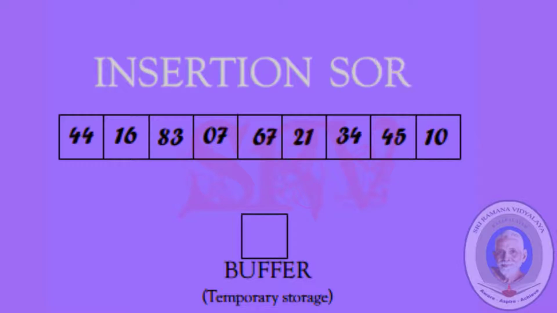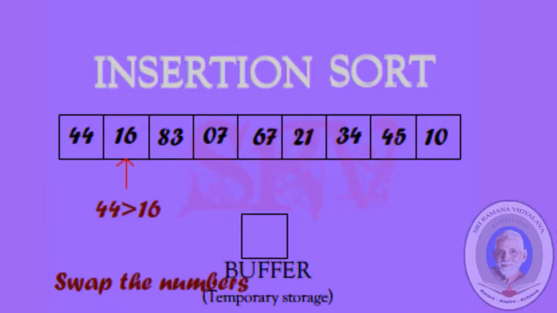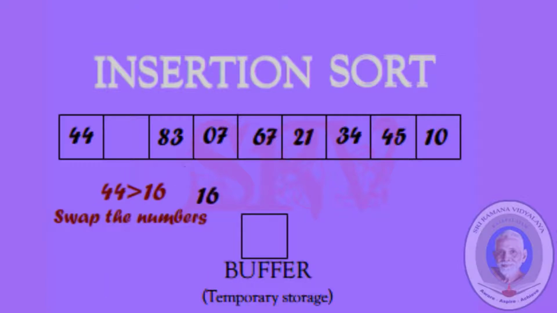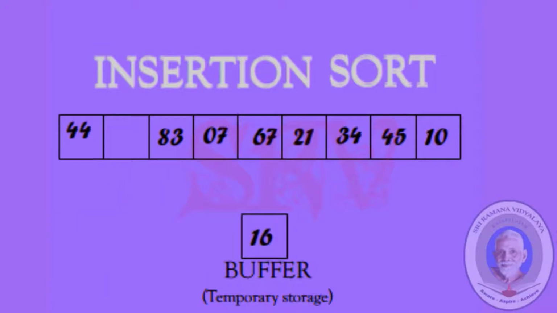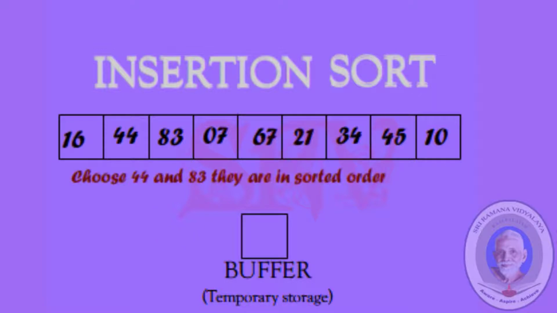At first, 44 is selected and it is considered as sorted. Next, 44 is compared with 16. As 16 is less than 44, 16 is moved to the buffer and 44 is shifted right. Once 44 is shifted, 16 is inserted at index 0. Next, 44 is compared with 83. As 44 is less than 83, no change is made, but 83 is added to the sorted list.